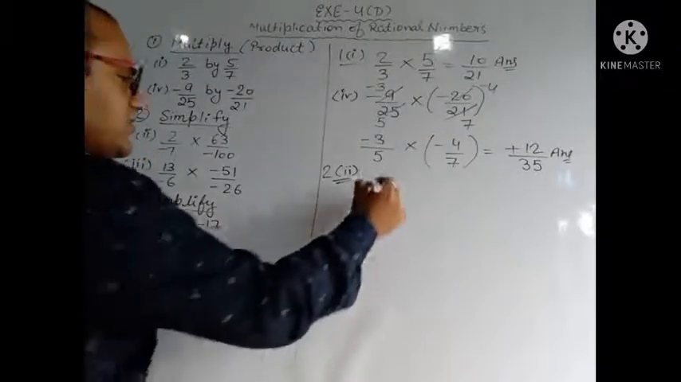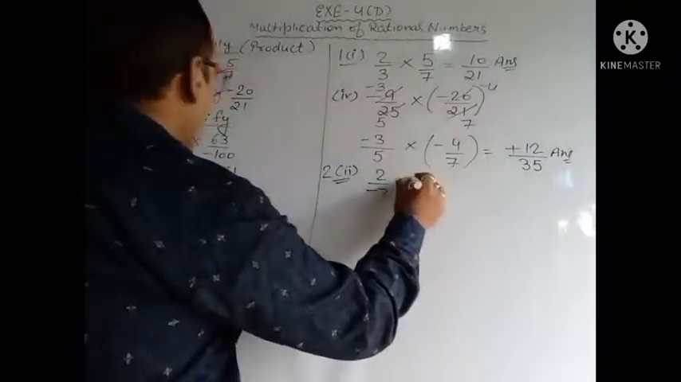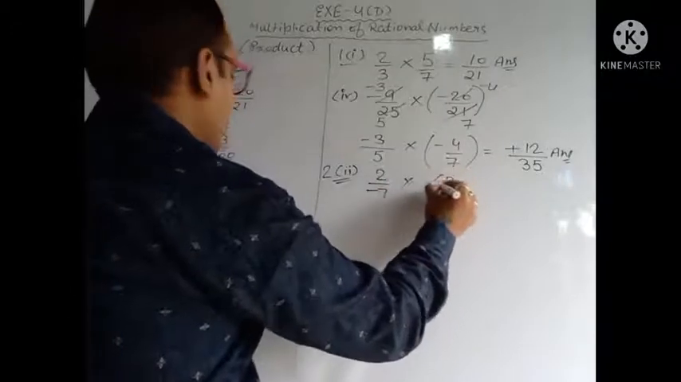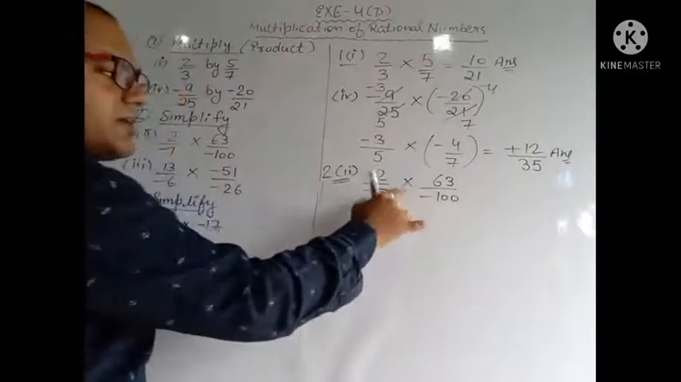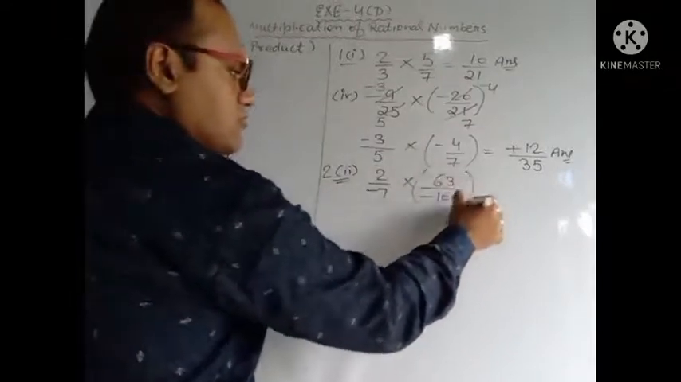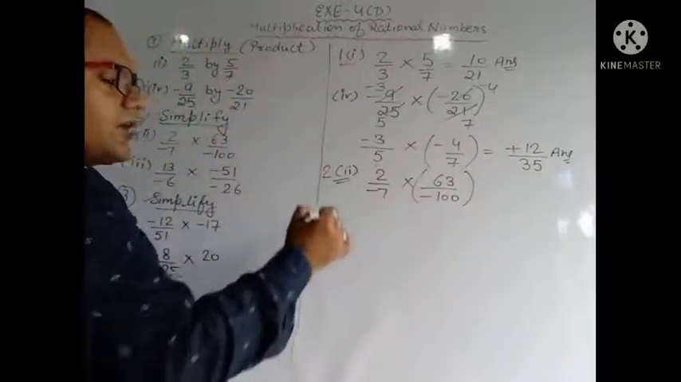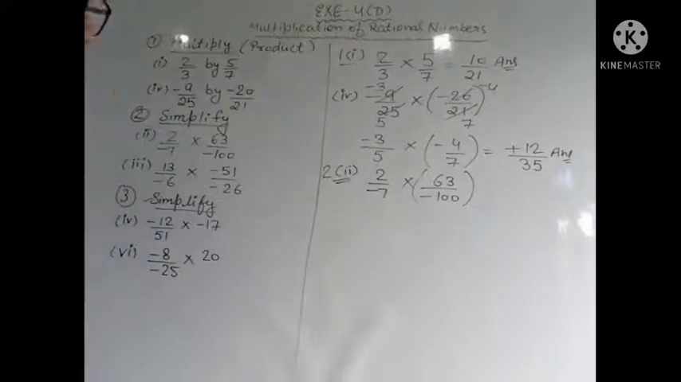Two upon minus 7 multiply by 63 upon minus 100. Here double sign are coming, multiply and minus. So first of all we will use here one bracket. Now we will check the table.